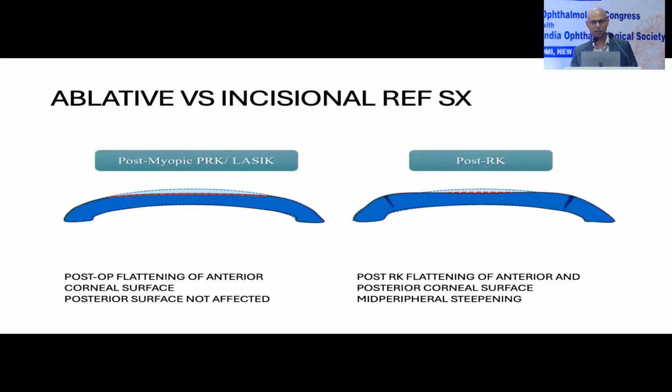So this is just a diagrammatic representation of ablative versus post-incisional refractive surgery. So as you can see in the incisional refractive surgery, there's an alteration of both anterior and posterior curvatures of the cornea. Whereas in an ablative, the posterior remains the same and you're only altering the anterior. So the ratio between the anterior and posterior is significantly altered in them.